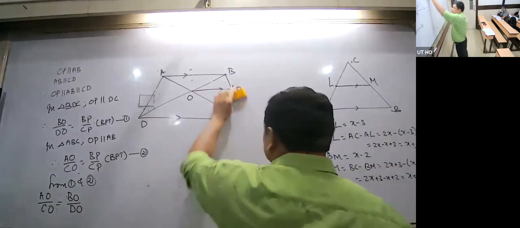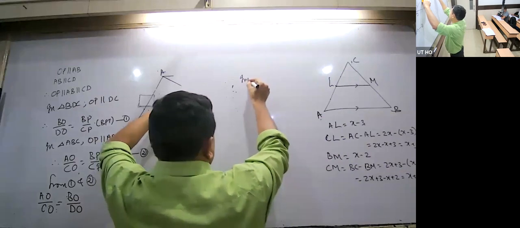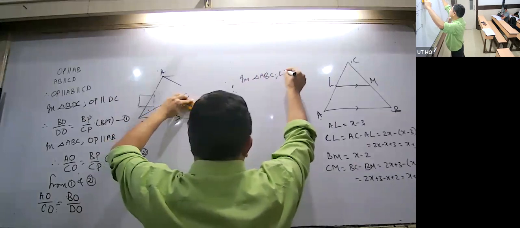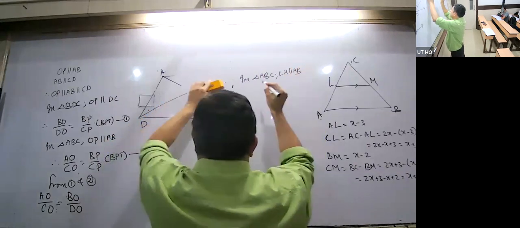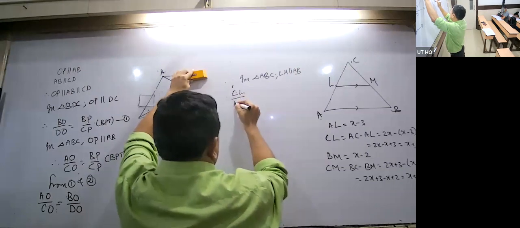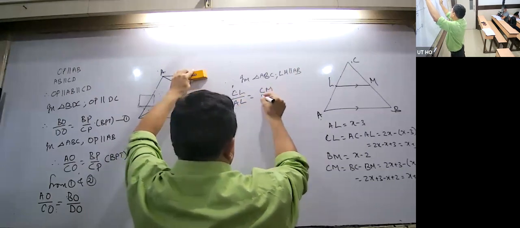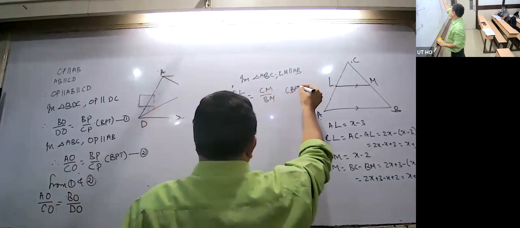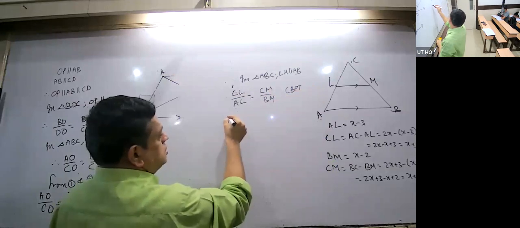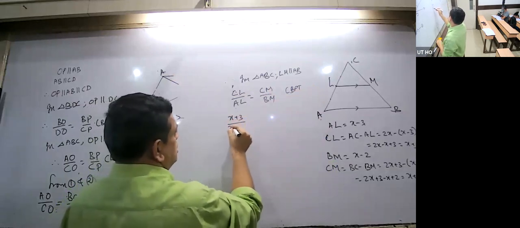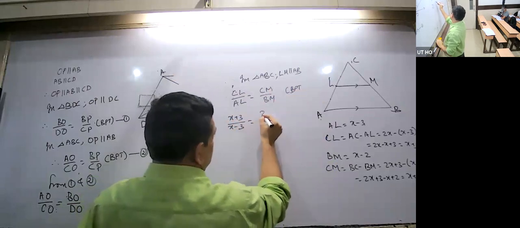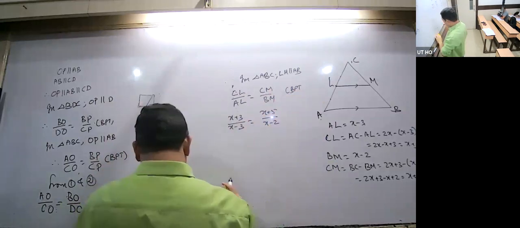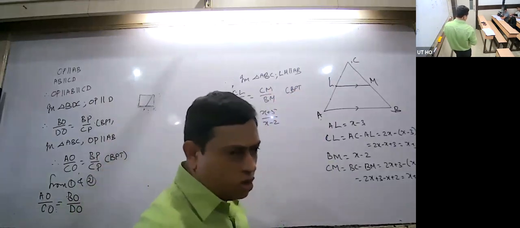Now you write the ratio in triangle ABC. What is parallel? LM is parallel to AB. Apply BPT. CL upon AL is equal to CM upon BM. Just replace the value. Reason is BPT. CL is X plus 3, AL is X minus 3, CM is X plus 5 upon X minus 2. Cross multiply, simplify, you'll get the answer. Understood? It's not very complicated, okay?